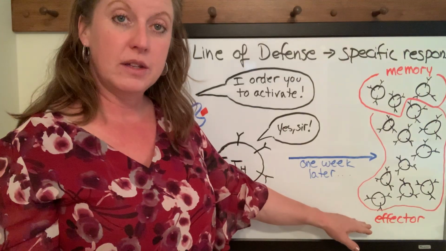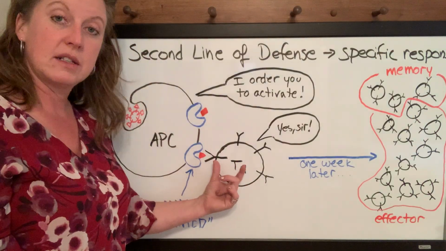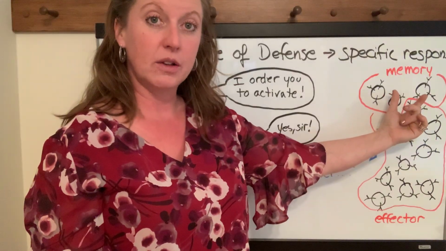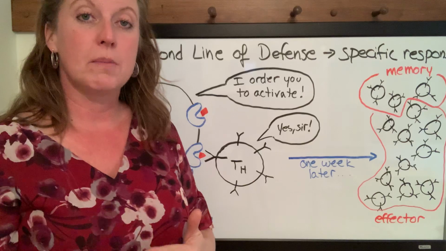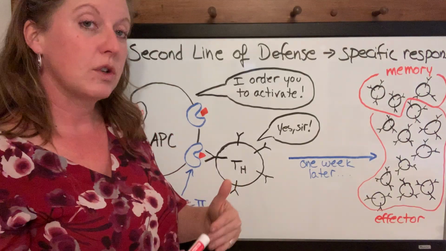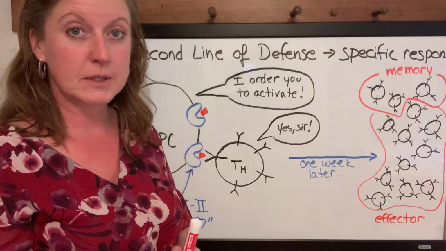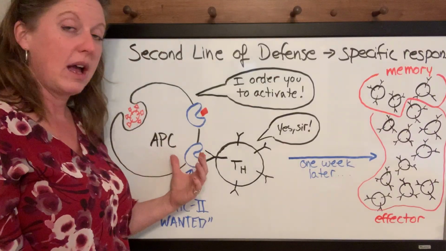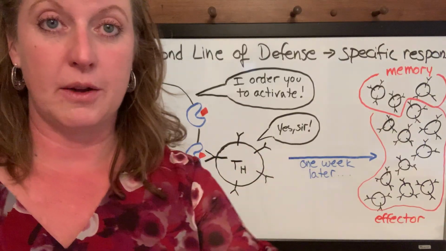Now, if this pathogen enters the body a second time, we don't have to go through these steps anymore because we already have memory helper T cells that have been activated. And this is why when you encounter a pathogen a second time or a third time, the response of your specific immune system is so rapid that you usually don't have symptoms. But the first time, there is a long process of activation, and this is why you get sick the first time you encounter a pathogen.